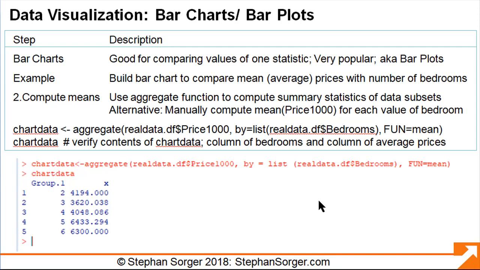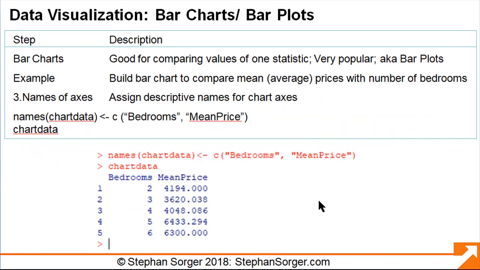In this case, we want to take the mean of the data, so we say mean. We apply the aggregate function and assign the results to a variable we call chart data. You can see that chart data is a matrix with 2 columns. The column on the left shows different numbers of bedrooms, 2, 3, 4, 5, and 6. The column on the right shows mean prices corresponding to each number of bedrooms.